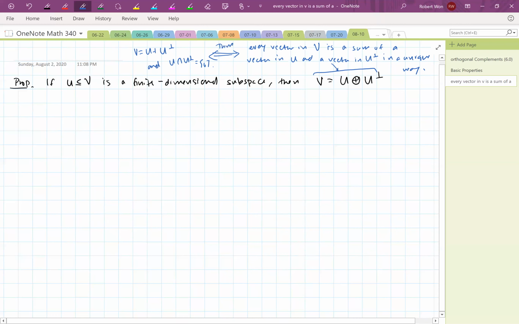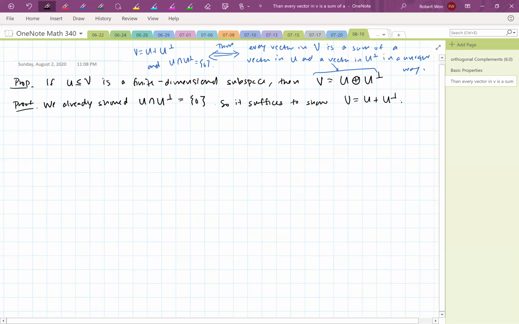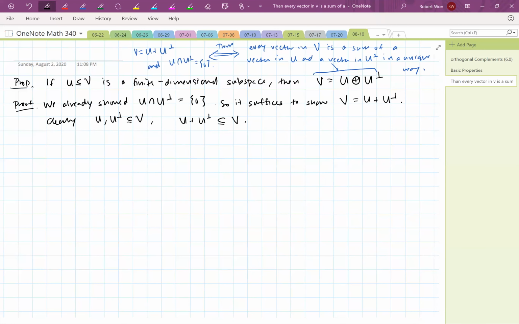So this is if and only if V is the sum of U plus U perp and the intersection is trivial. This is by a theorem. And that's kind of good because we showed that the intersection of U and U perp is trivial. So we've done half of the work already. We already showed, in the last result, that the intersection of U and U perp is trivial, actually for any subset U. So it suffices to show that V is equal to U plus U perp, that every vector in V can be written as a sum of something in U plus something in U perp. Clearly, U and U perp are both subspaces of V, so definitely U plus U perp is a subspace of V. We just need to prove the reverse inclusion. We just need to show that every vector in V you can write as a sum.